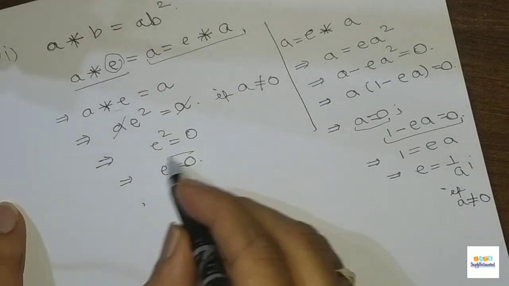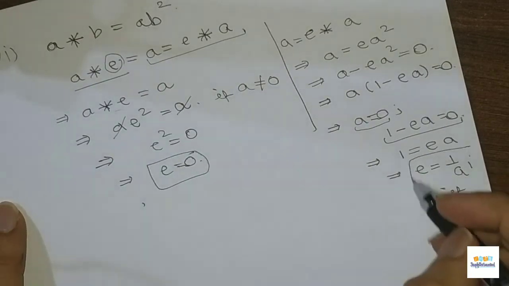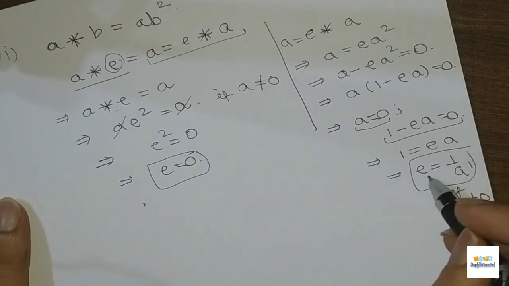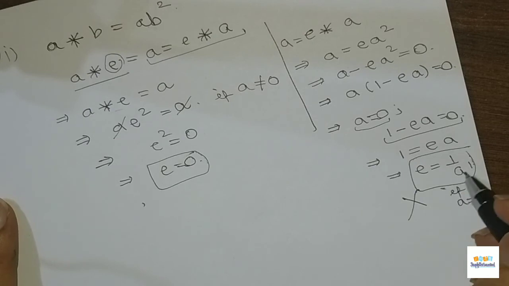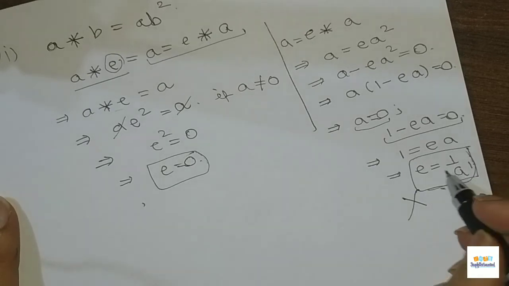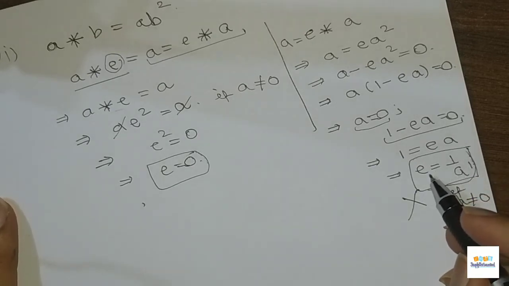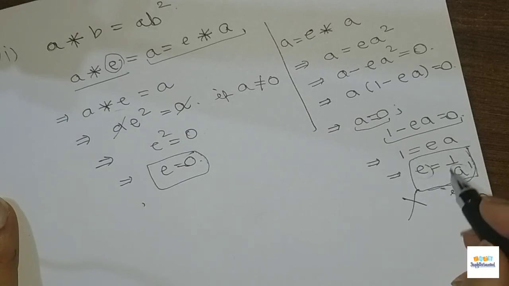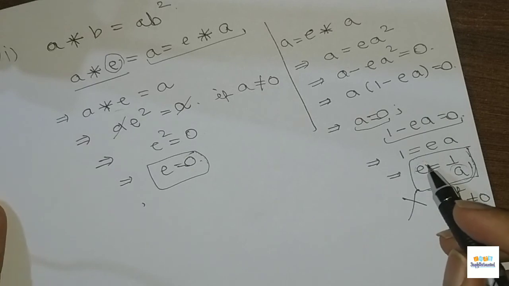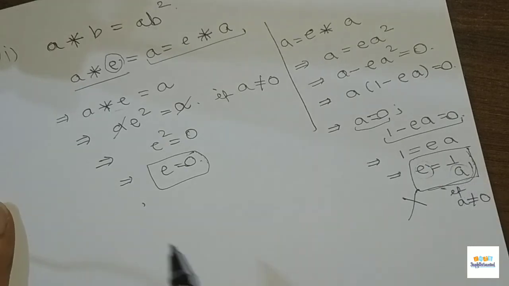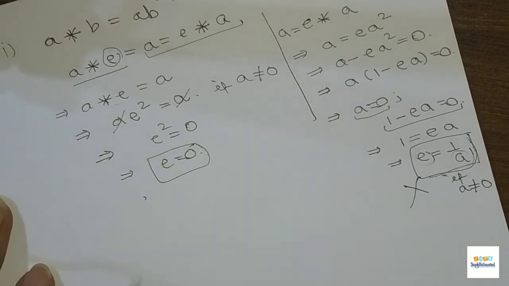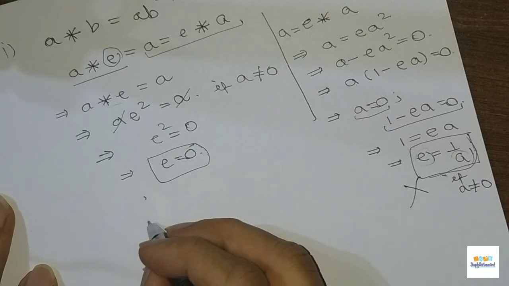Now what we have are two values of e that we got. Here e is equal to 1 by a. This we can discard, because here you have different e for different values of a. If you put different values of a, you will get different values of e. Now you know that e is a constant, so this cannot happen. e is equal to 1 by a cannot happen. Let us look at the other e. So e is equal to 0.